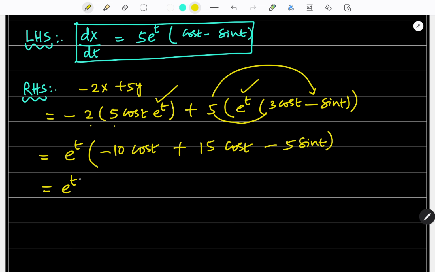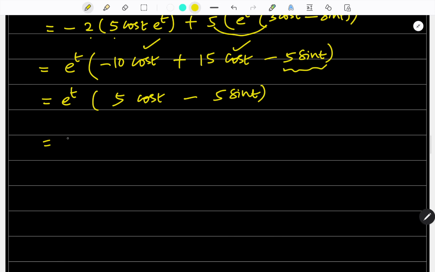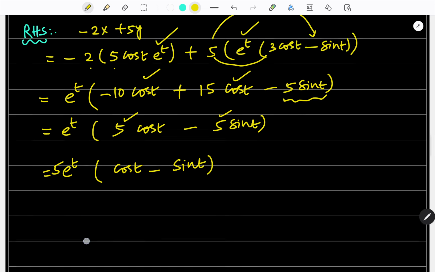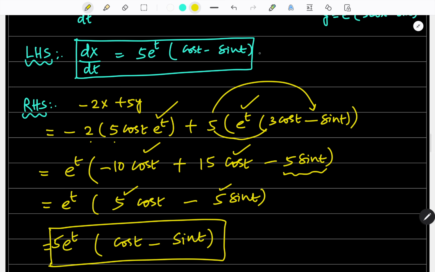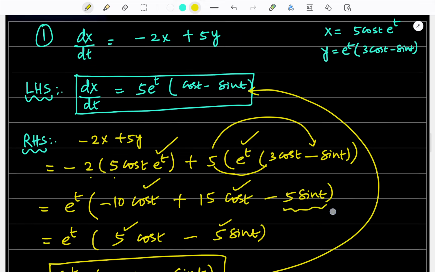So this equals e power t times negative 10 plus 15, which becomes 5 cosine t, and minus 5 sine t. I can take 5 out as common, so I get e power t times 5 times cosine t minus sine t. Let me check whether my answer for dx by dt is the same: 5 e power t, cosine t minus sine t. Nice, this is equal. Not only one equation, you have to check both equations. Keep that in mind.